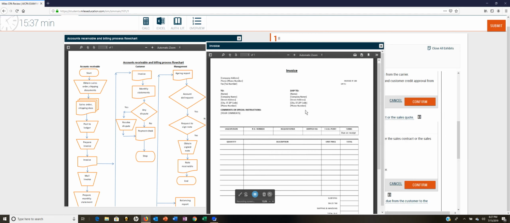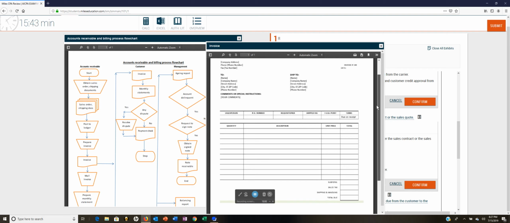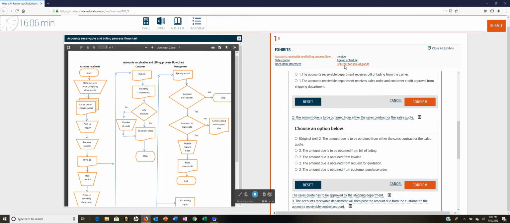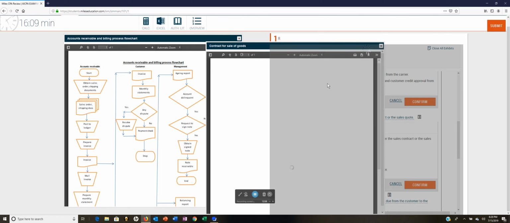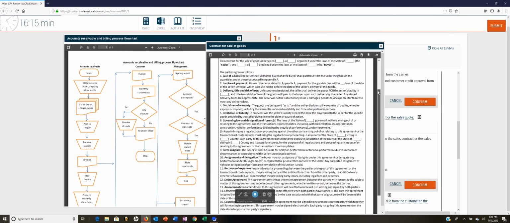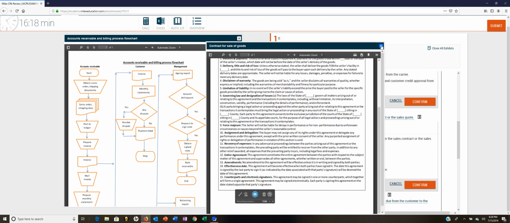Now, invoice also seems like it could be correct there. Total due, due on receipt. Yeah, that doesn't seem like a wrong answer. Can't really completely rule it out. Contract for sale of goods. What about that? Let's take a look there. I don't really see any pricing there, so that's probably not it.